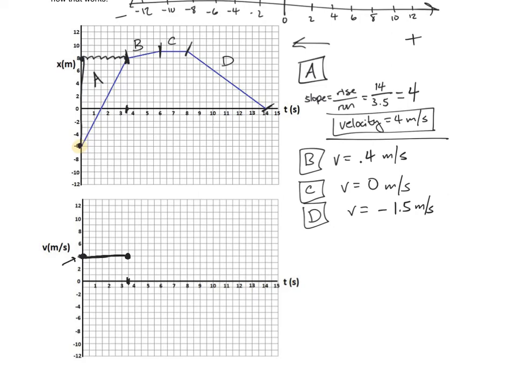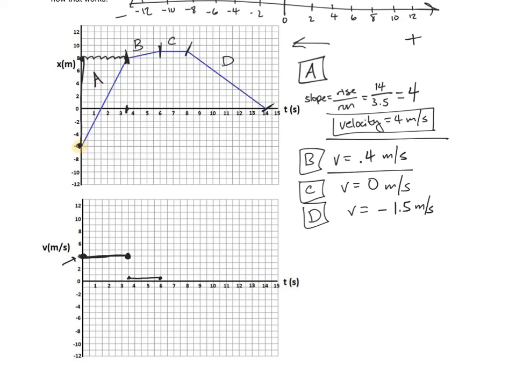Then for part B, I got super, super slow. I went all the way down to 0.4, but still on the positive side. I'm going to erase that little dot there. And part B lasted all the way up until 6 seconds. So I'm going to start off at 3.5 seconds going 0.4 meters per second all the way up until 6 seconds. Right there. Perfect. So we went those 2.5 seconds at 0.4 meters per second.